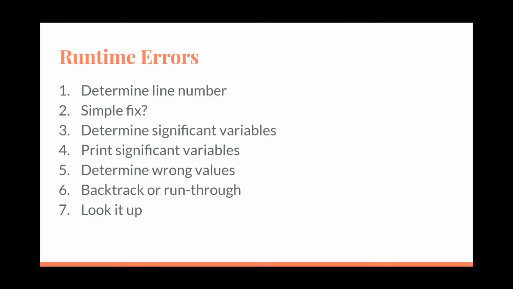The next thing to look at is significant variables. So look at that specific line again, at which the error is occurring. And here's what I mean by significant variables. There are only some variables that can be causing the exception. Now, which variables these are depends largely on the exception.